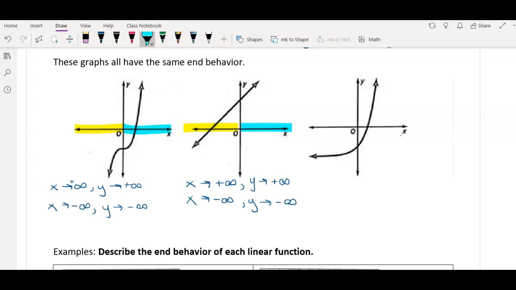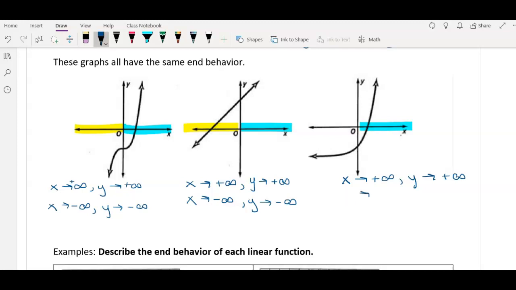Next example, take a look at that right-hand side of our graph. Here's our x-axis. As x is approaching positive infinity, what's happening to our y? Our graph is actually still increasing itself. So once again, for the 3rd time in a row, as x approaches positive infinity, y is also approaching positive infinity.